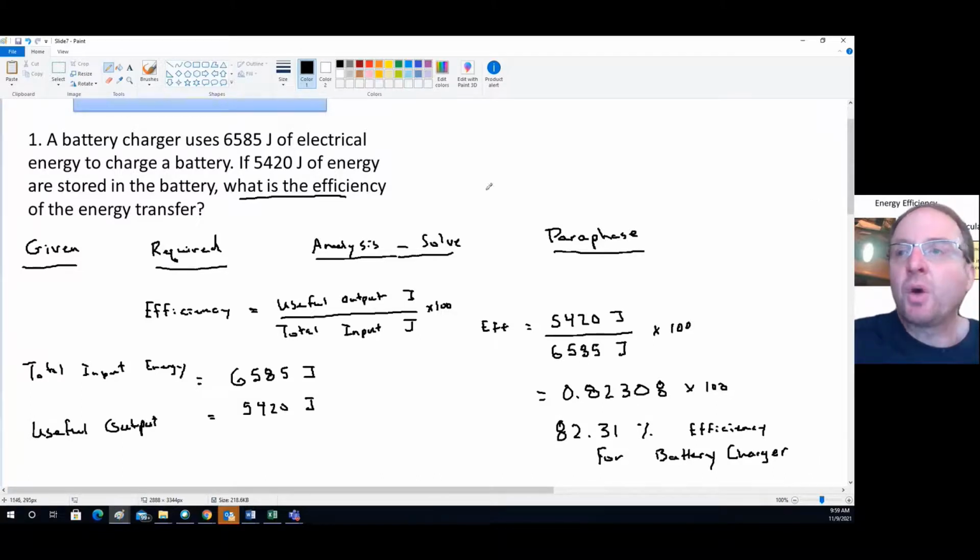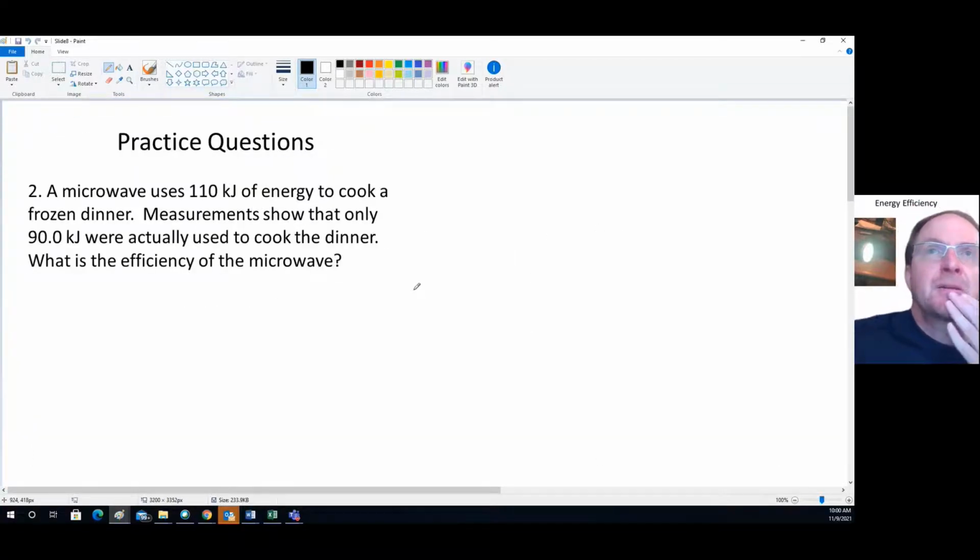Let's try another one. As this one comes up, pause the screen and try to solve it. Okay, so we've got a microwave that uses 110 kilojoules of energy to cook a frozen dinner. Measurements show that only 90 kilojoules were actually used to cook the dinner. Okay. So what's the efficiency?